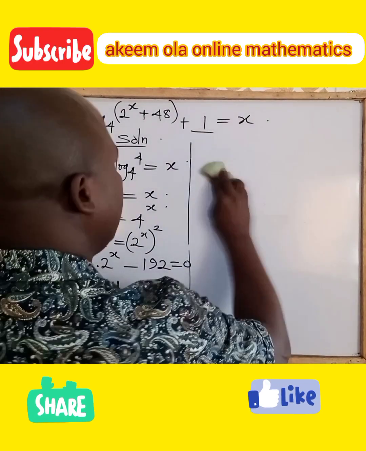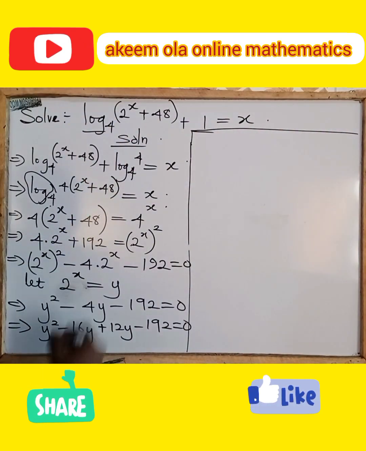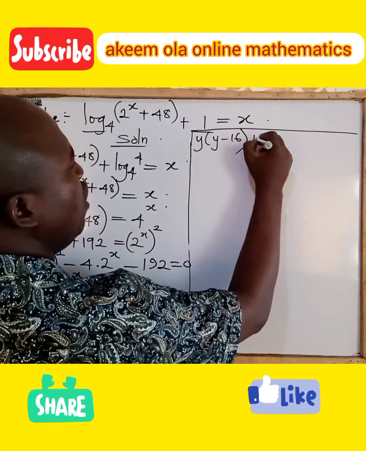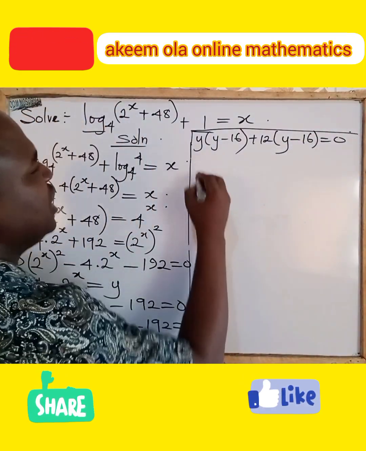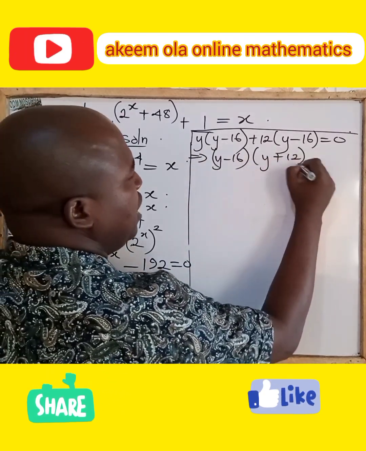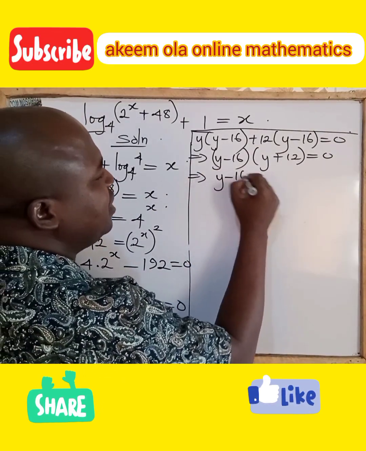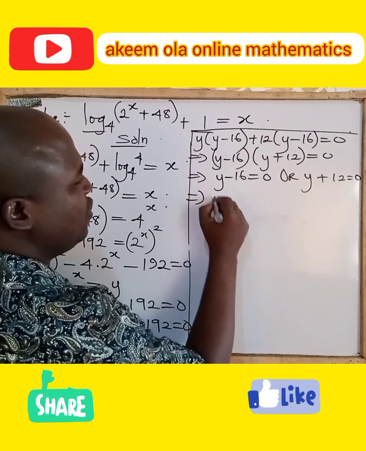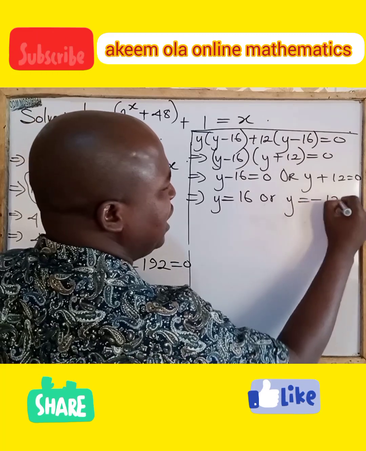When we solve it further, y is common. We have y minus 16 for the first one. The second one, we have plus 12 into y minus 16 is equal to 0. That will now give us y minus 16 into y plus 12, and everything is equal to 0. So we are going to have y minus 16 is equal to 0, or y plus 12 is equal to 0. So our answer now will be y is equal to 16, or y is equal to minus 12.